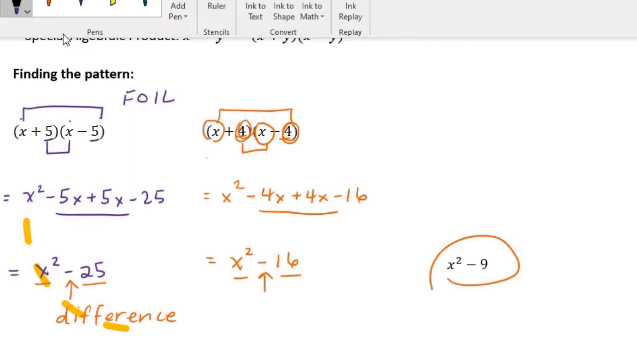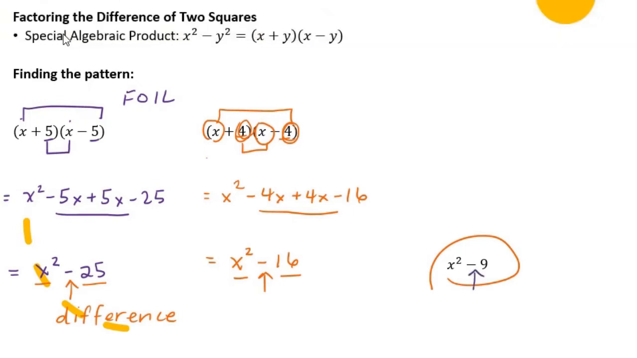What's the square root of x squared? Well, it's x. And the square root of 9 is 3, so they are both perfect squares, and there's a minus sign between them. So this does fit the pattern of a difference of squares, which means I know that the answer will look very similar to these first two questions. So the x goes in the first position, the 3 in the second position. One gets a plus, one gets a minus. And we're done. That's the factored form of x squared minus 9.